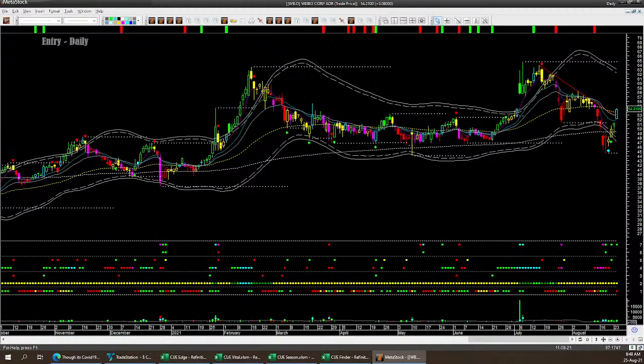Next, WB. We already looked at WB. It is giving a nice breakout, but we already analyzed it. Let's close this.